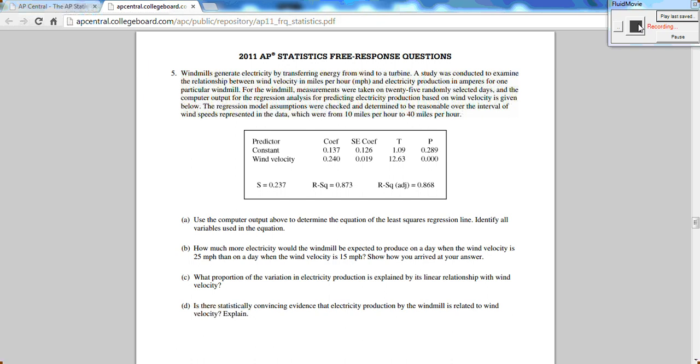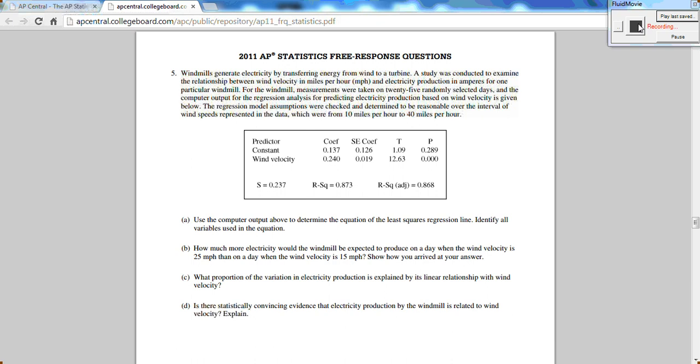intercept or constant. So when we look at this data, for part A it says use the computer output above to determine the equation of the least squares regression line. If you look here where it says constant and then coefficient, I know that doesn't really make sense. Usually we think of a coefficient as the numeric value with a particular variable, but in this case it is saying constant, meaning there's no variable representing the y-intercept. So the y-intercept, b sub 0, is 0.137.